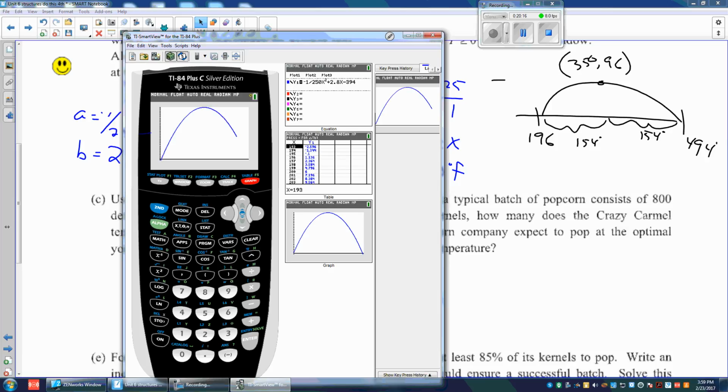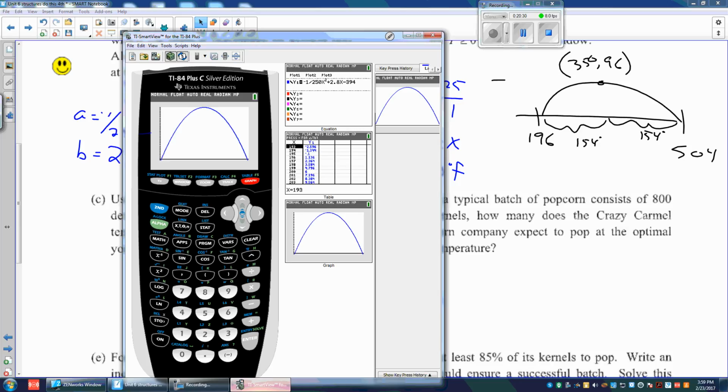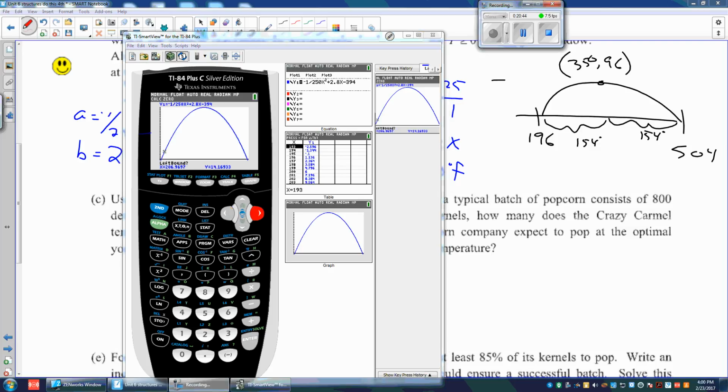Because I did the arithmetic. Bam. I'm going to change that to 504. Now it says use the zero function. So, second, calc. Choice 2 for the zero. Am I on the left-hand side? Nope. Let's get to the left-hand side. Do you see where I am? I'm right there. I'm the blinking star.